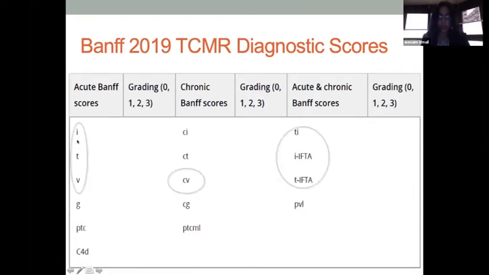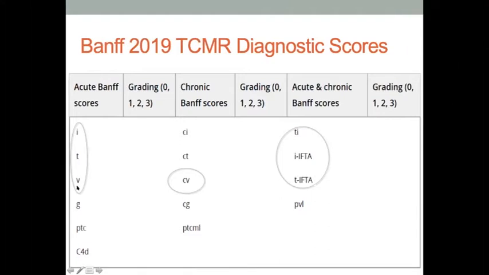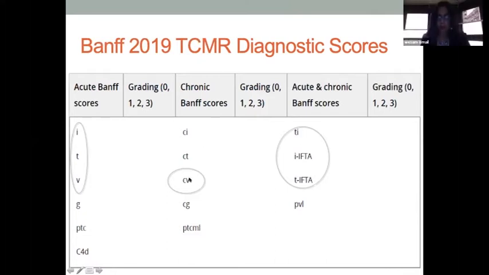You have the I score, which is the interstitial score, the T score, which is the tubulitis score, and then the V score, which is the endothelialitis score. Okay, no problem. And then we have the chronic score, which is the CV score. This is related to T-cell mediated rejection, and TI score plus I-IFTA plus T-IFTA.